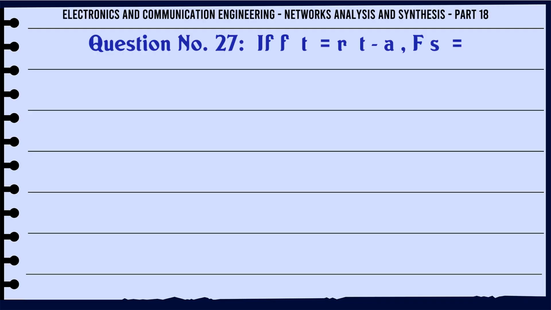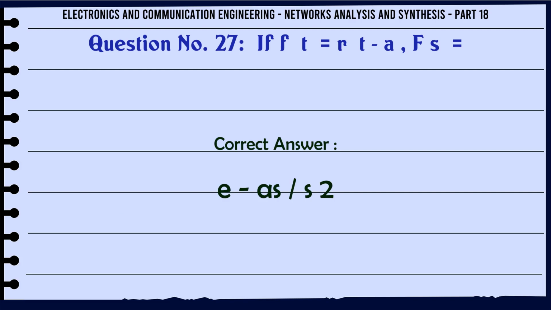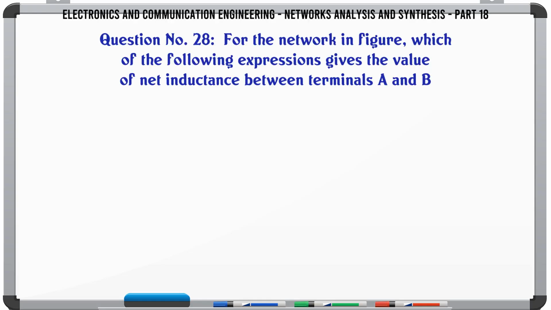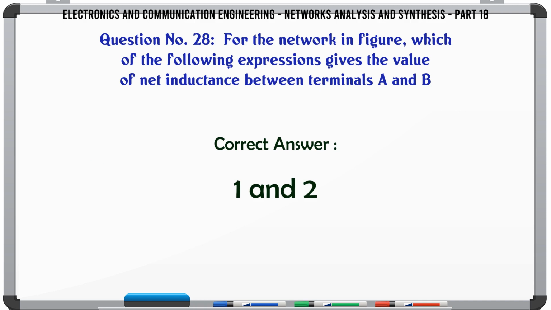If F equals S2, the correct answer is E as S2. For the network in figure, which of the following expressions gives the value of net inductance between terminals A and B? A, 1 only; B, 1 and 2; C, 3 and 4; D, 2 and 4. The correct answer is 1 and 2.